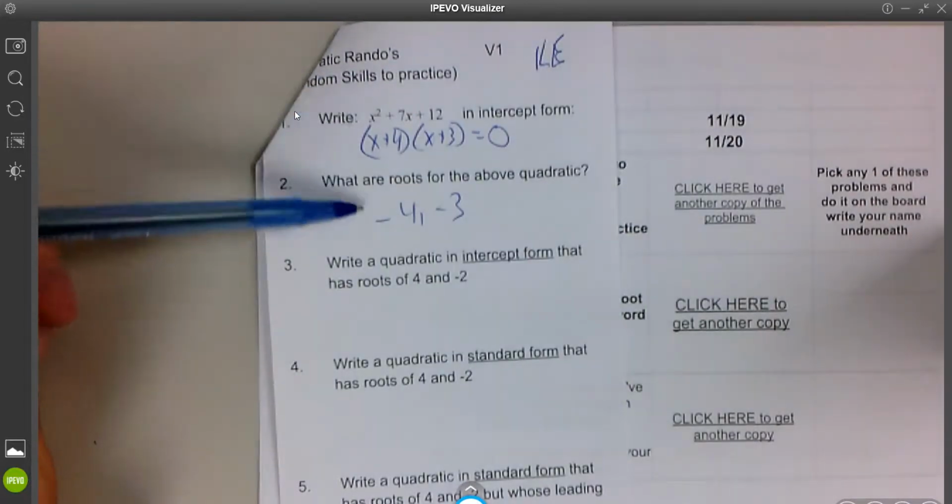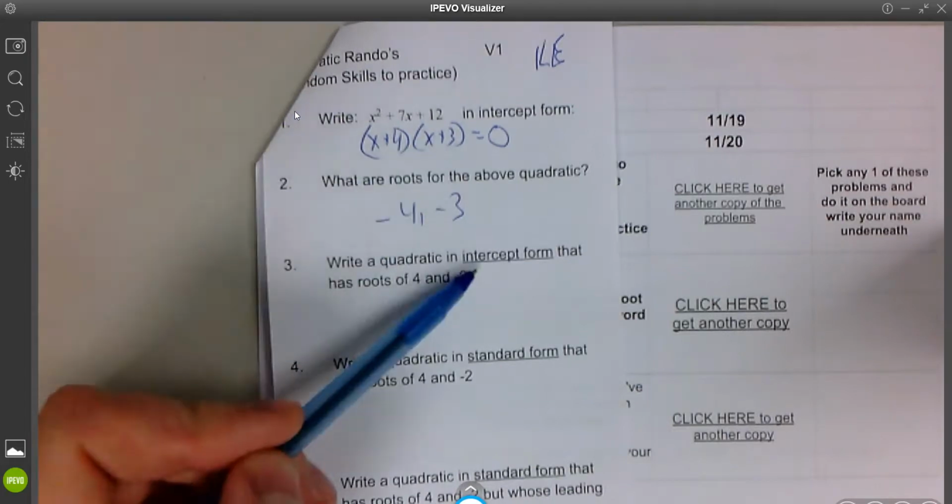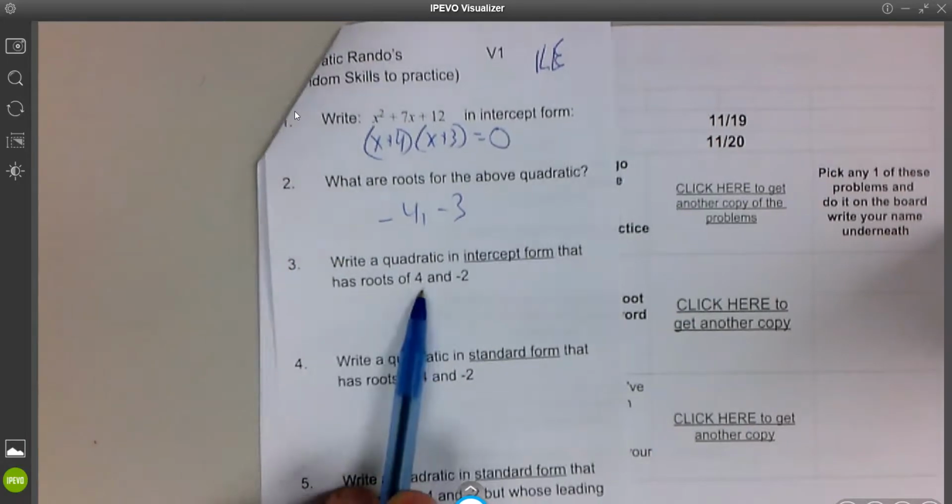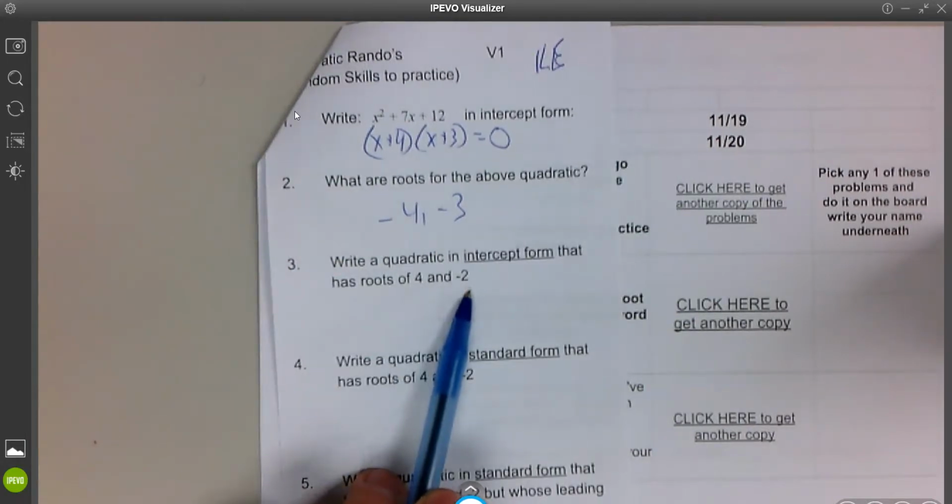Coming back. I want to write a quadratic in intercept form. So again, it's going to look like this one. But I want roots to be 4 and negative 2. So this has to be the sign flip thing.